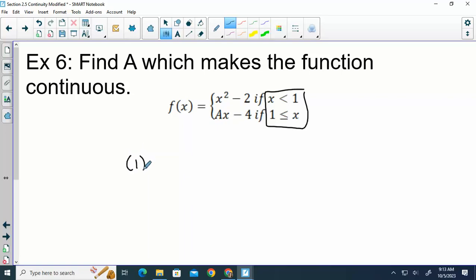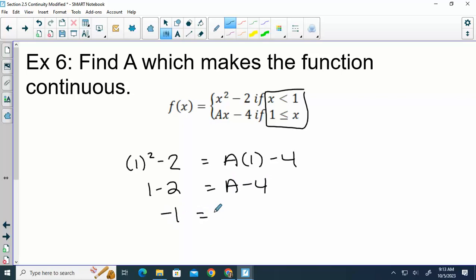If I plug a 1 into the first, it has to equal the same thing as when I plug a 1 into the second. So we get that A has to equal 3. In order to make it continuous, the pieces have to match up at that breaking point.